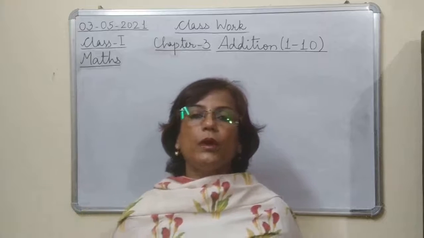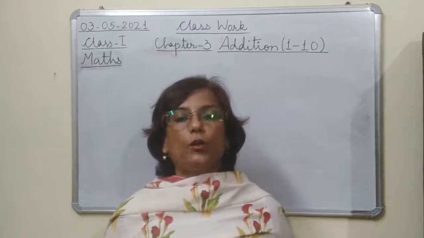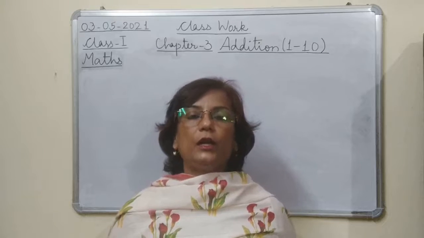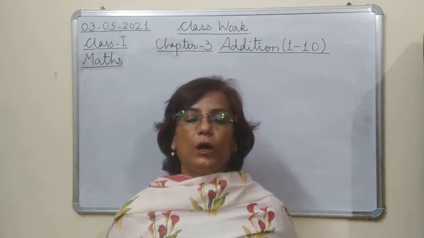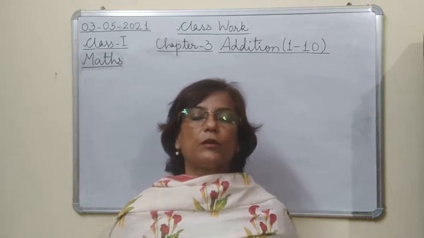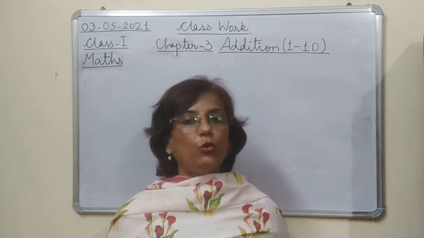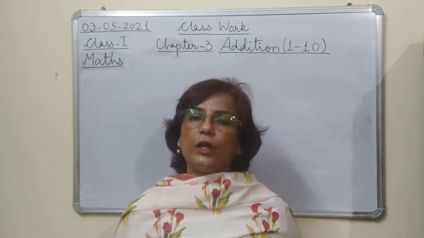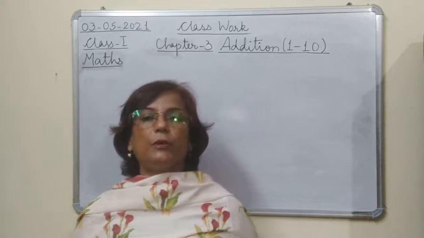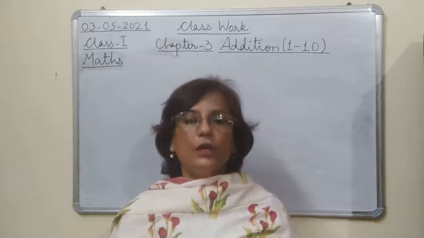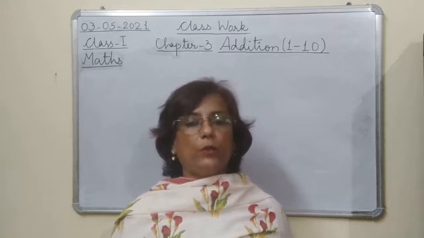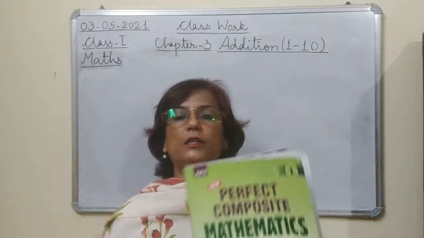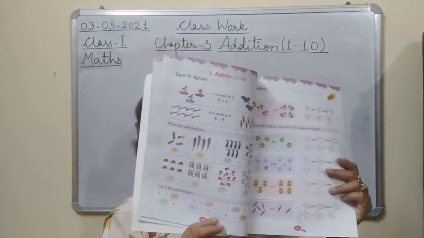Okay? In the previous class, I started with chapter number 3, that is addition from 1 to 10. That means we will be doing additions on the numbers from 1 to 10. So here I am before you with another video from this chapter, chapter number 3. Children, turn to page number 28-29 in your maths book. This is your maths book, Perfect Composite Mathematics, and this is page number 28 and 29.